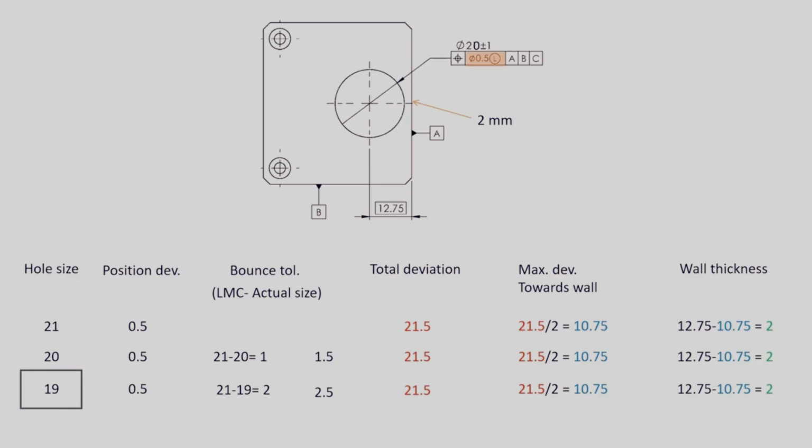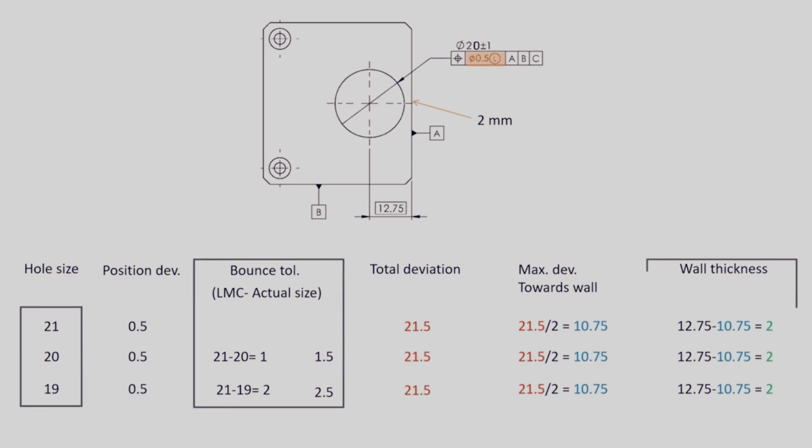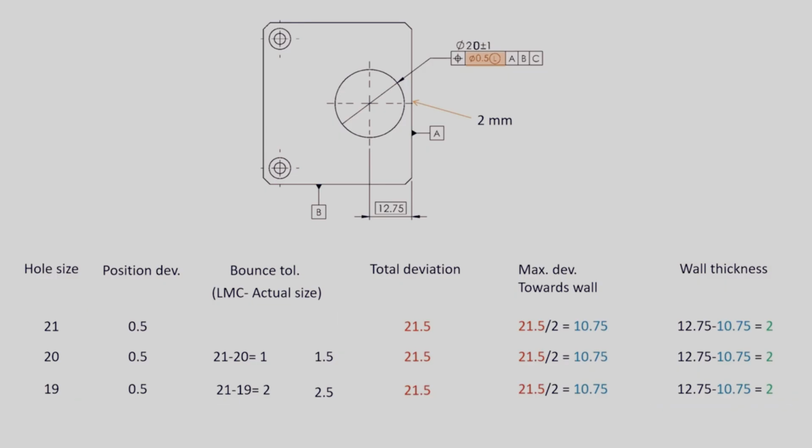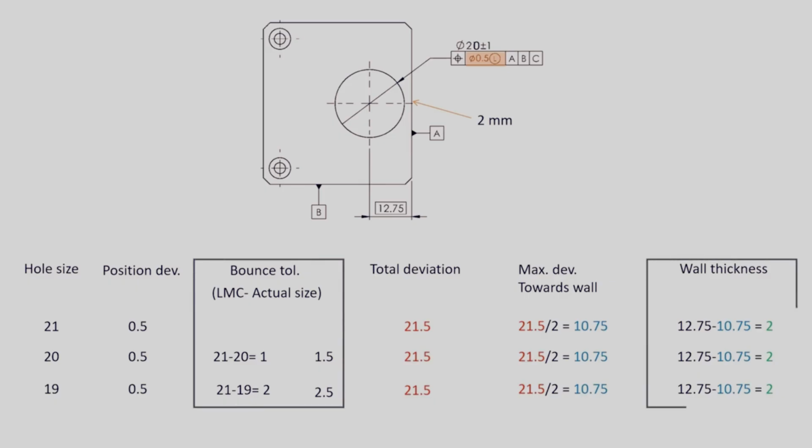If the hole size is at smallest size, let's say 19 mm at MMC, the bonus tolerance is maximized to 2.5 mm, but again, 2 mm wall thickness is maintained. So using the LMC modifier ensures that even the hole size decreases, giving bonus tolerance, but the wall thickness requirement is never compromised, providing the flexibility in manufacturing while preventing the part integrity.